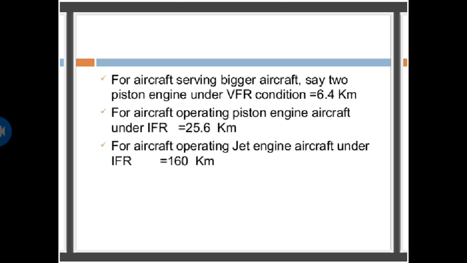For airports serving bigger aircraft, say two piston engine, under VFR condition it is 6.4 km. For airports operating piston engine aircraft under IFR it is 25.6 km. For airports operating jet engine aircraft under IFR it is 160 km.